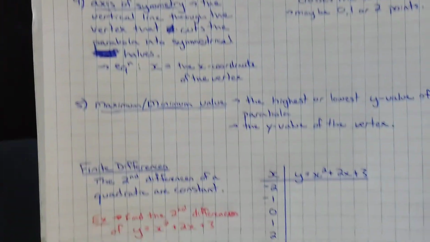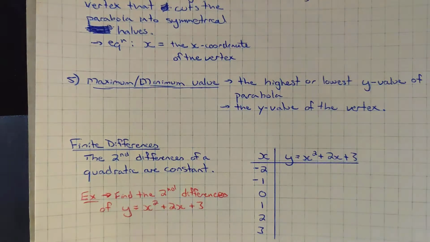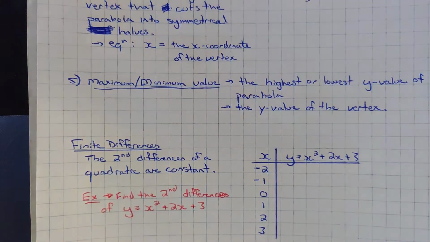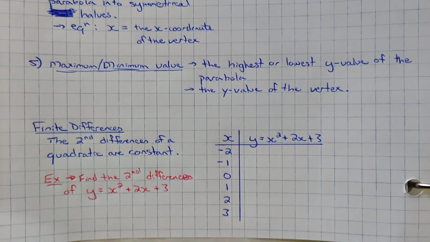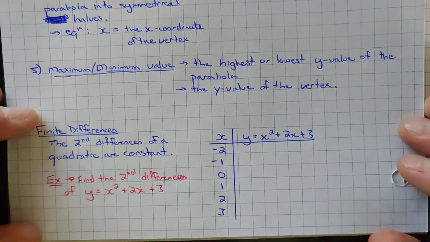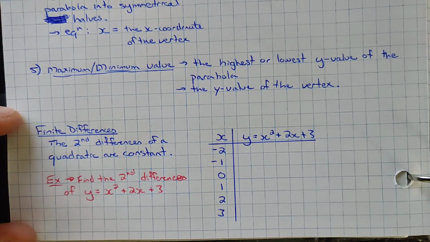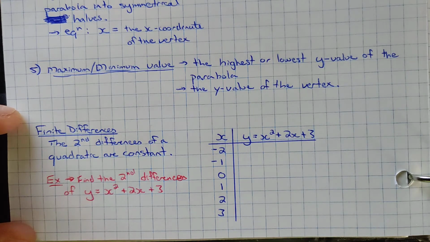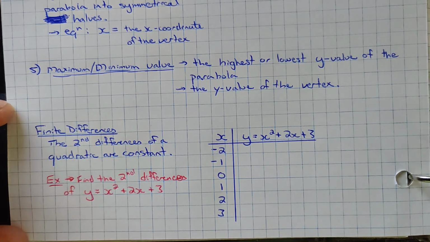One other concept to take a look at is the finite differences. So you may recall working with first differences last year in your grade 9 courses. They are a type of finite differences. When we calculated those, we found that if the first differences were the same, then the graph was linear. Otherwise, it was nonlinear. Now we're going to look for the second differences in this.